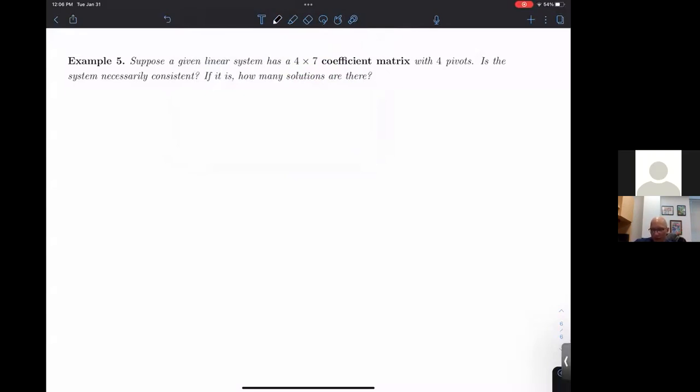So we asked the fundamental questions of linear algebra, right? Is this a consistent system? And if so, how many solutions are there? So again, this is the question, are there 0, 1, or infinite solutions for this system?